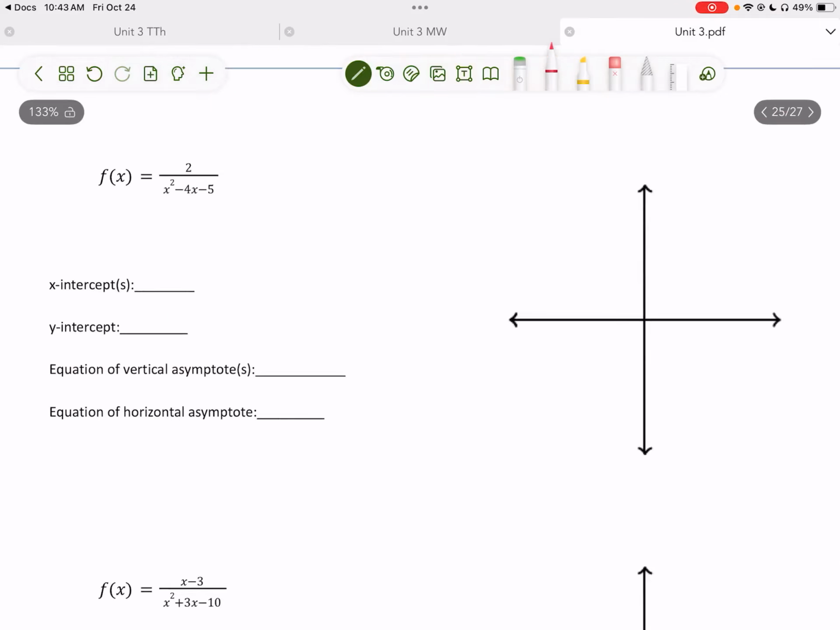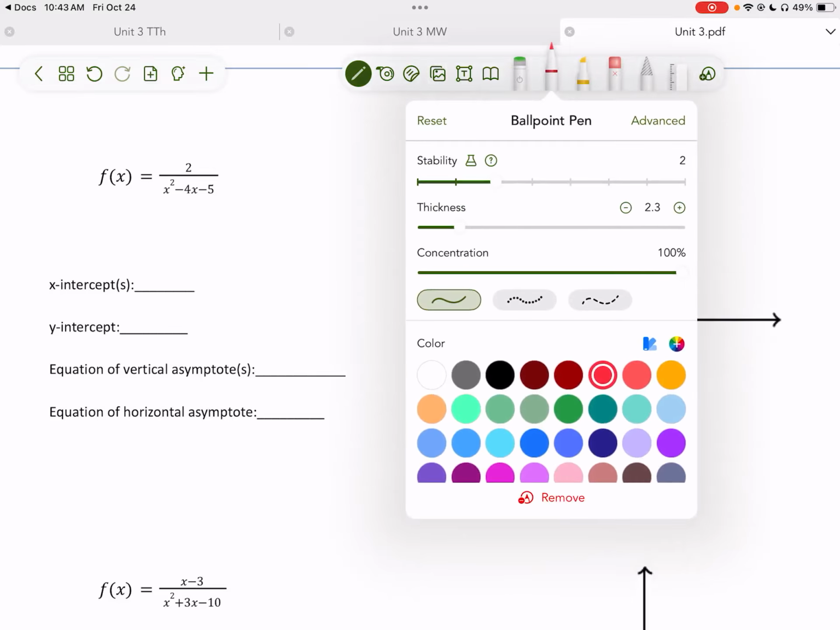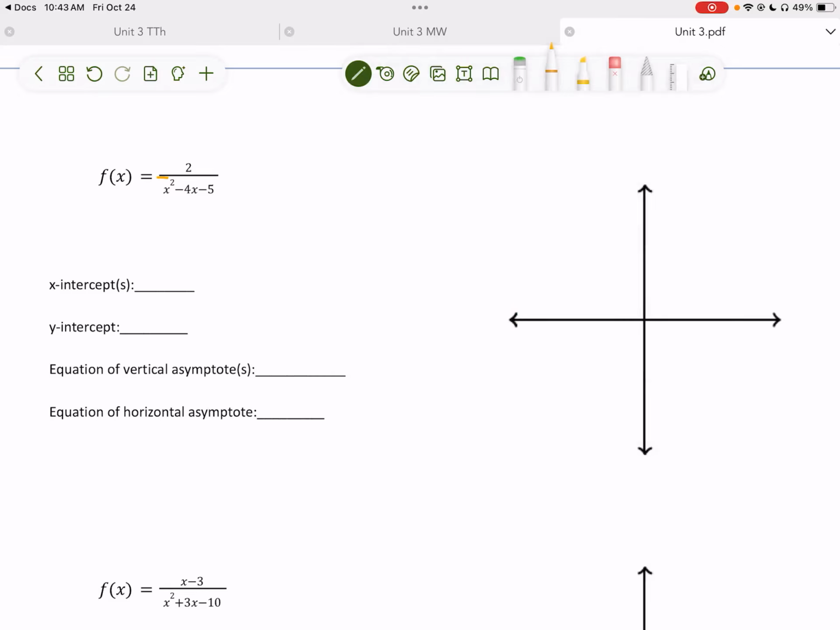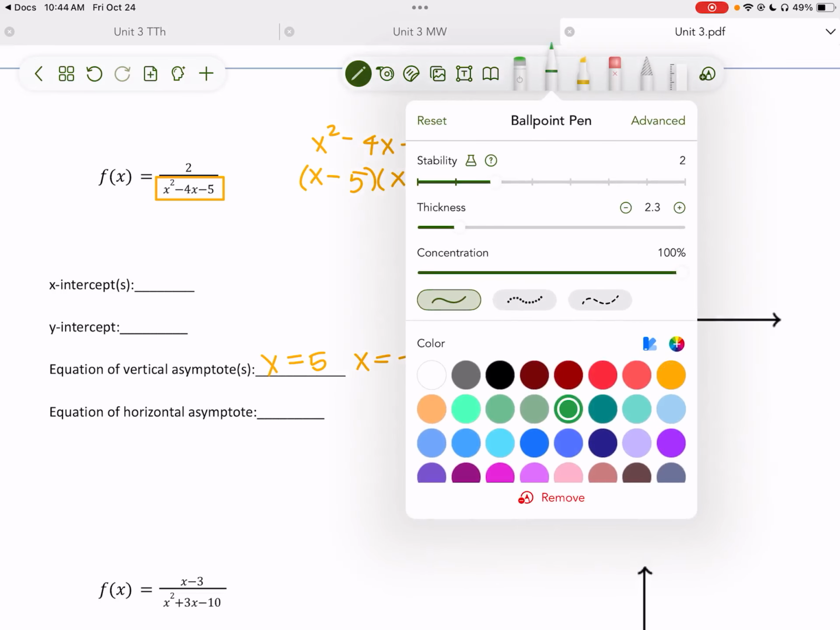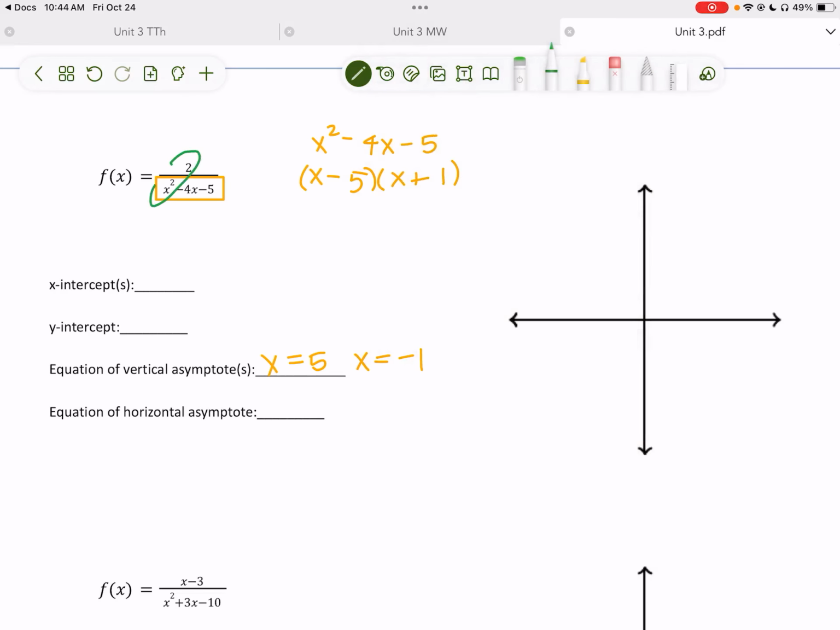Let's look at this next one. We'll go through those steps again. So the denominator is going to be my vertical asymptotes. So let's factor. I'm thinking (x - 5)(x + 1). So that's going to be 5 and -1 for my asymptotes. All right. And then look, this doesn't have a power on top, but it does have a power on bottom.